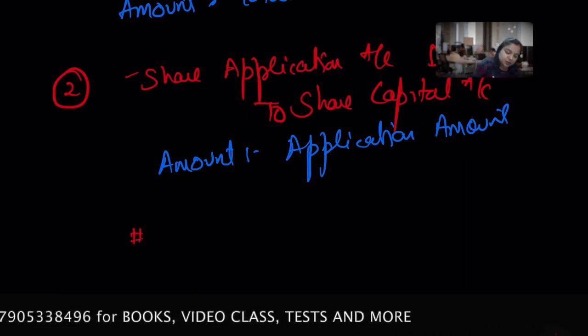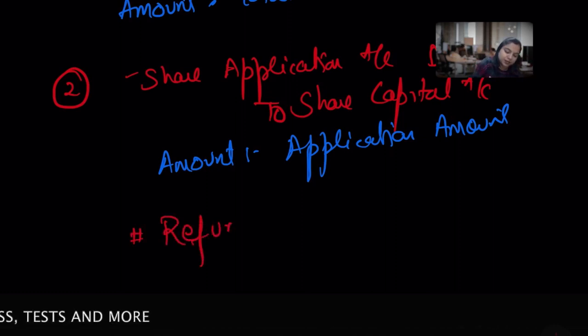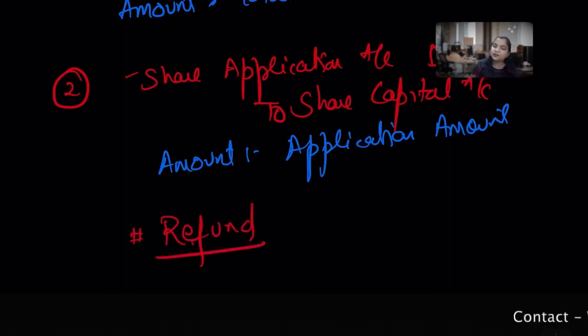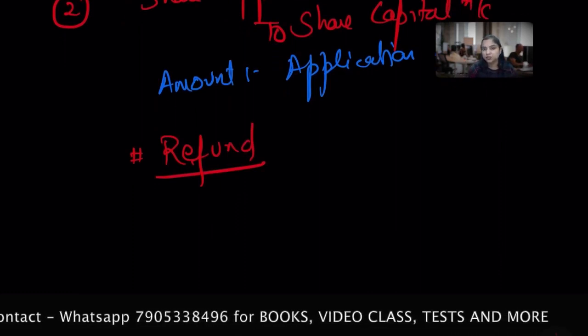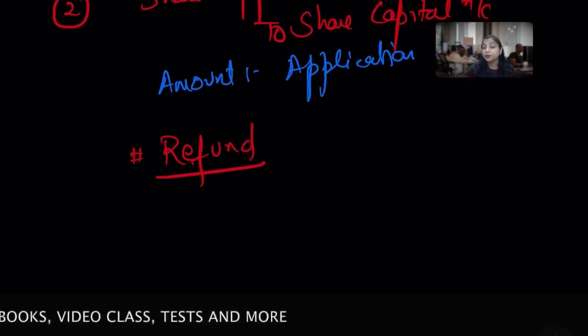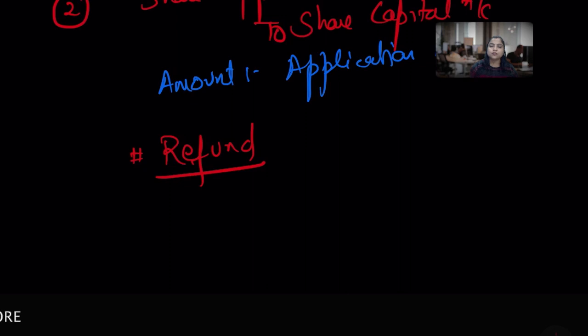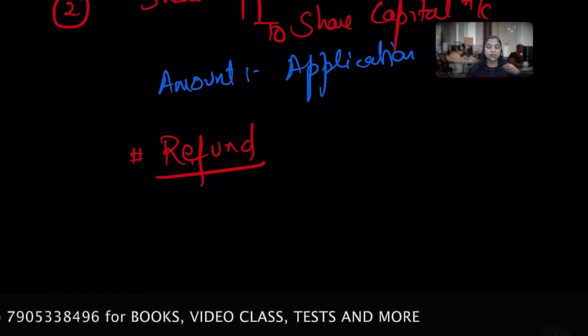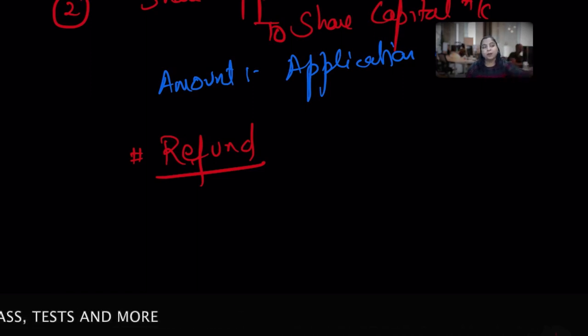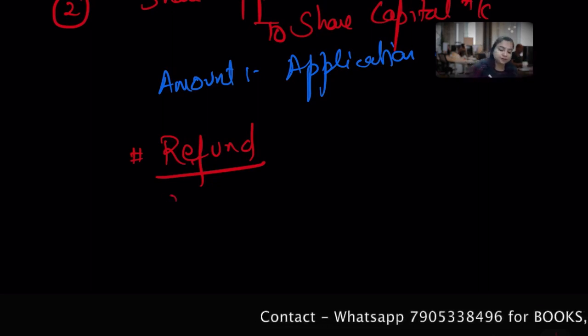So there might be a situation of refund. I'm writing separately: there is no hard and fast rule. If there is a situation that application money needs to be rejected or refunded, obviously my bank balance is going down, so I have to give my money back to you, the shareholder, and I am the company. So money is going out by bank, and you applied for share application.